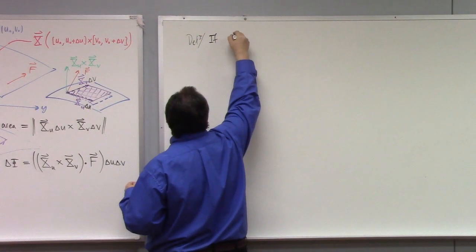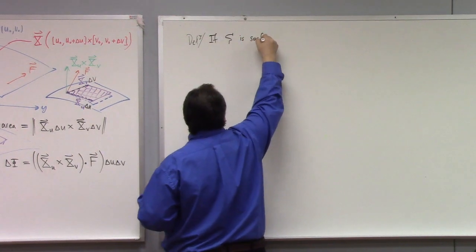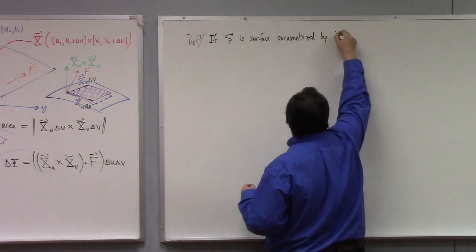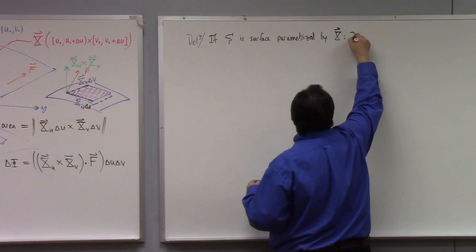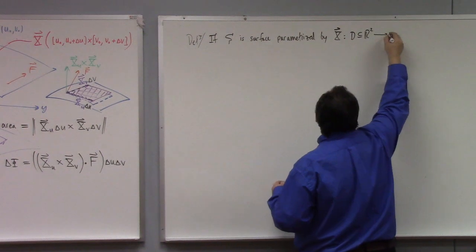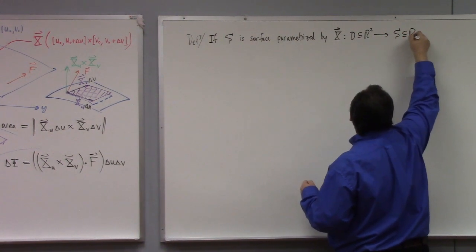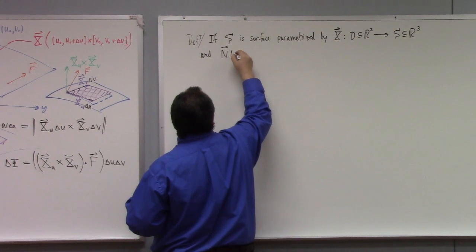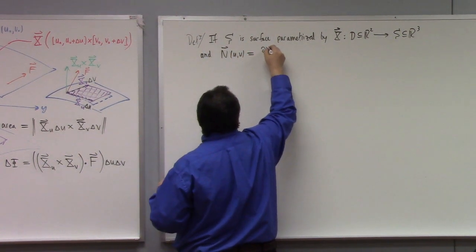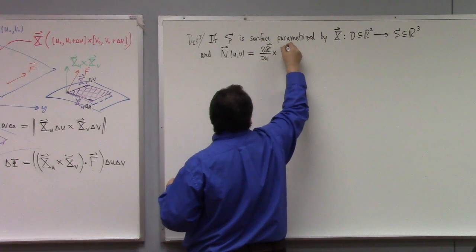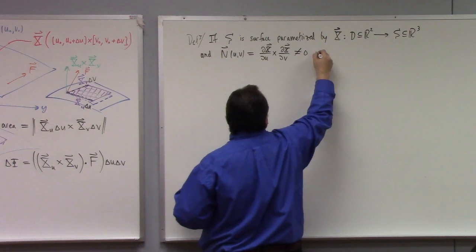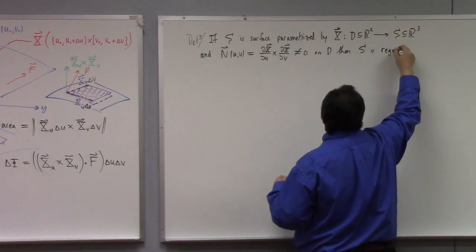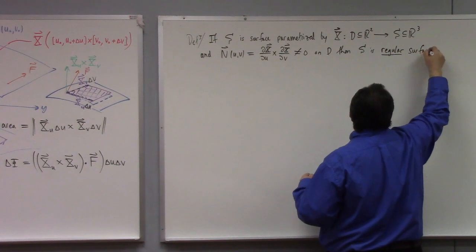If S is a surface parametrized by X, a mapping from D, which is a subset of R2, of course, to S itself, which is a subset of R3, and the normal vector N(u,v), which is by definition partial X, partial u, cross partial X, partial v, is not equal to 0 on D, then S is a, quote-unquote, regular surface. It's a regular surface.